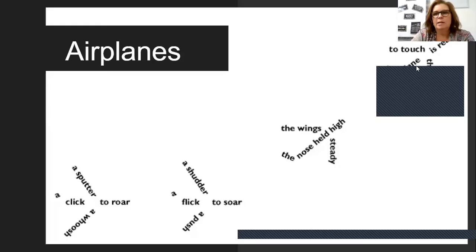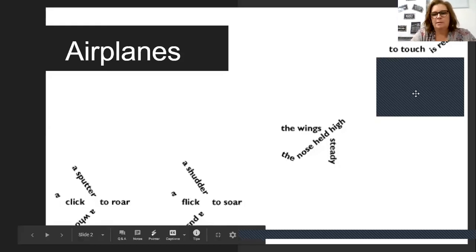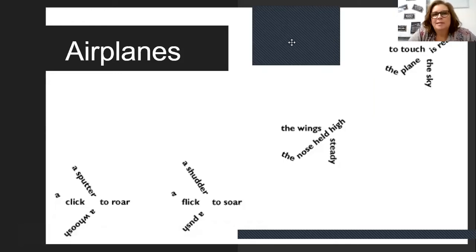So this would be a concrete poem. Now, this would be a poem or some words. And what do those look like? This right here is telling you exactly. They look like little airplanes. So if you were to read this poem: a click, a sputter, a whoosh to roar, a flick, a shudder, a push to soar, the wings, the nose held high, steady, to touch the plain, the sky is ready.